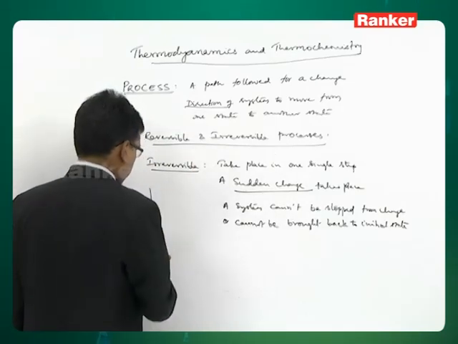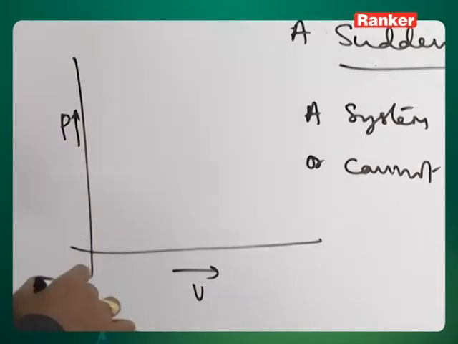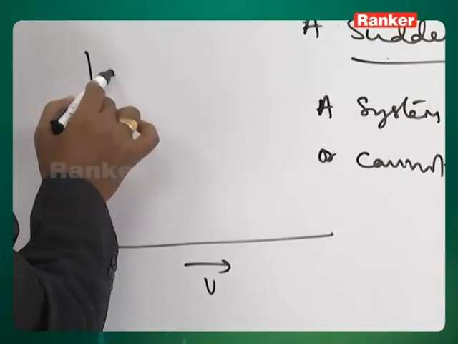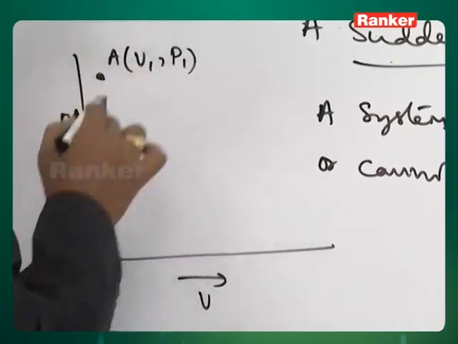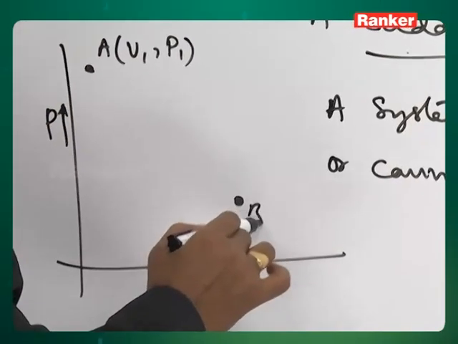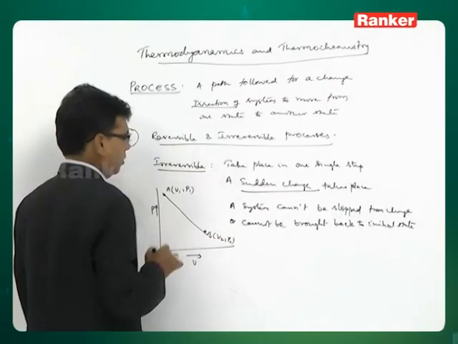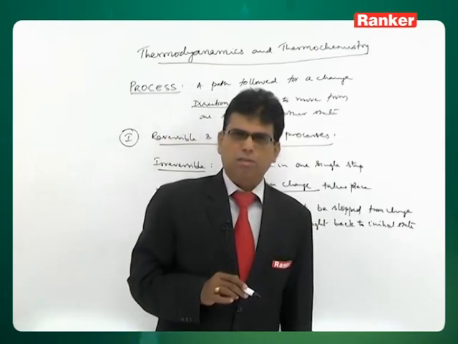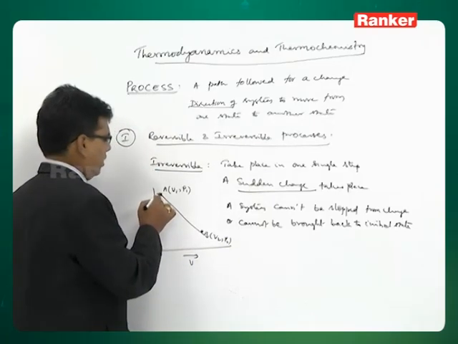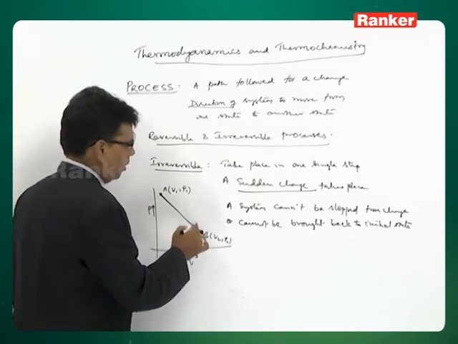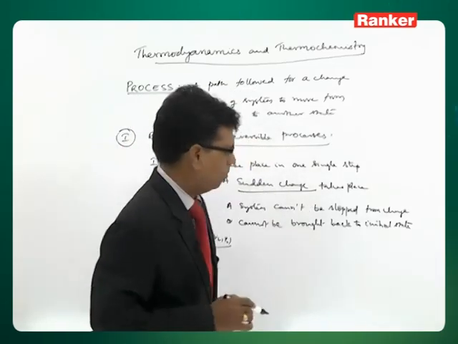Graphically we represent it. Suppose if a gas is expanded, then a gas initially at a P1 V1 state to another state B, the sudden jump, sudden expansion or sudden contraction, sudden change in state, it starts here and directly reaches here without any intermediate stage, is what is called irreversible process.